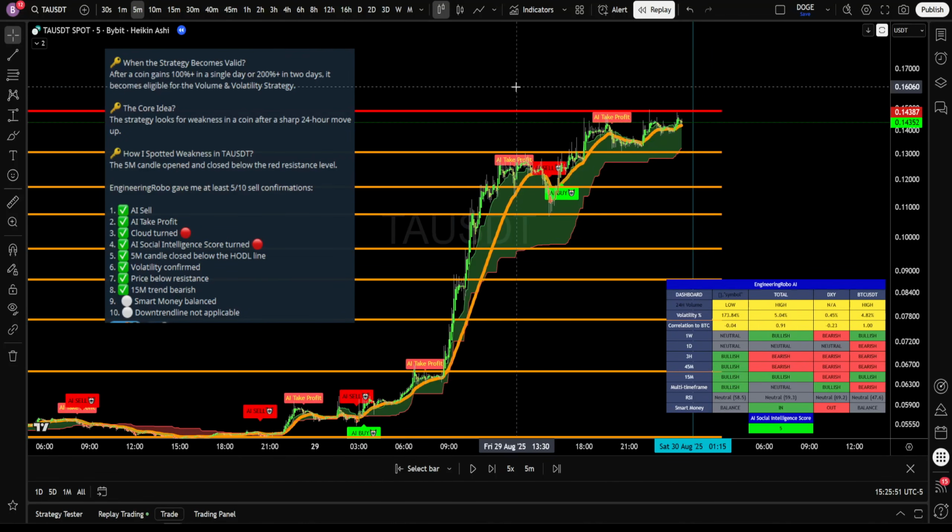So on this strategy, it's a lot different. There's actually 10 confirmations that could be true, but you only need 5 of them. So there's more confirmations needed because you're doing a lower time frame view. This strategy becomes valid when a coin gains 100% in a single day or 200% in 2 days. Then it becomes eligible for the volume and volatility strategy. So that's the name of the strategy right there.